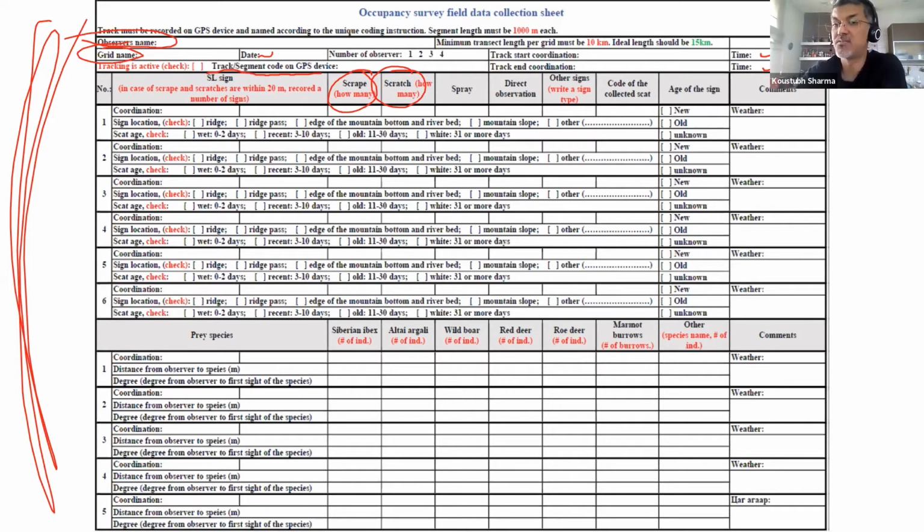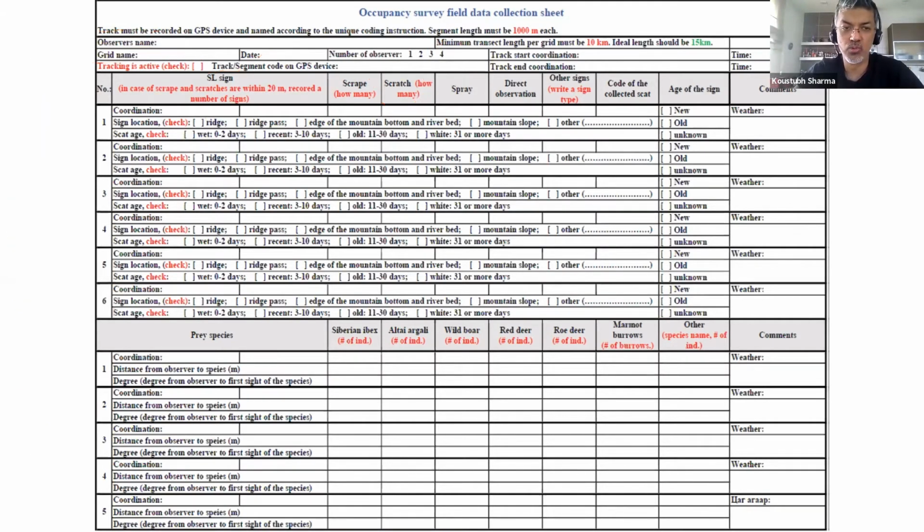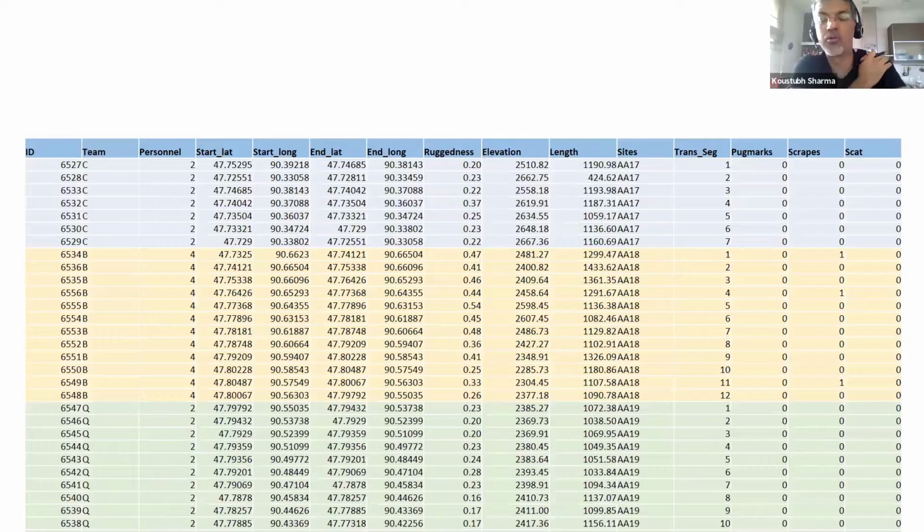Now, what happens is once you have collected the data, you might see that this is a completely different format than what we need to enter in PRESENCE. But if you look at it carefully, all you need is the same data that we were seeing on a data form. Here you have a series of several segments in a grid put together, compiled together.